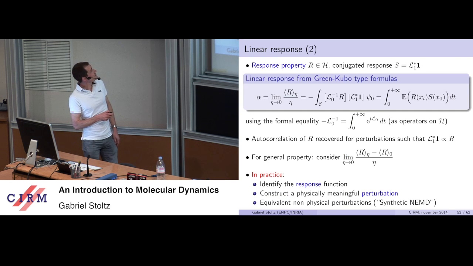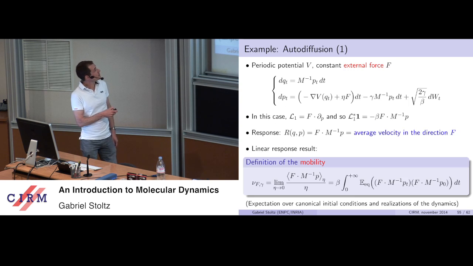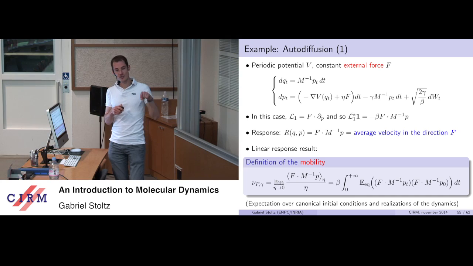And so once you have this perturbative expansion, what you will want to look at is the response of some property. So in my example of autodiffusion, I will want to know what is the average velocity in the direction in which I'm pushing. So that will be the typical response.